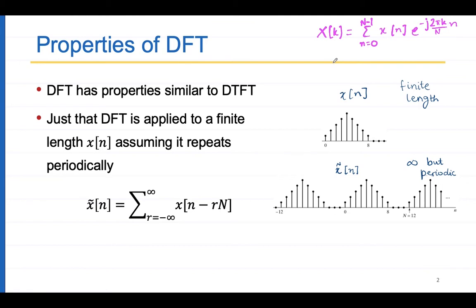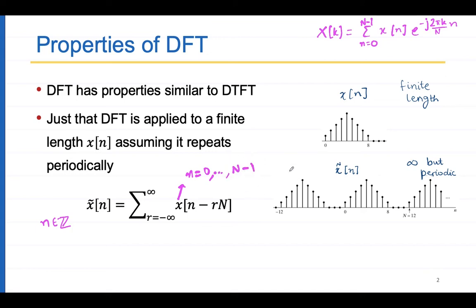Now, how do you assume that x[n] is repeating? If x[n] is a sequence of length less than or equal to capital N, then you assume that x tilde n, which is the periodic version of x[n], is true for n belonging to Z, whereas this one is true only for n equal to 0 to N minus 1.